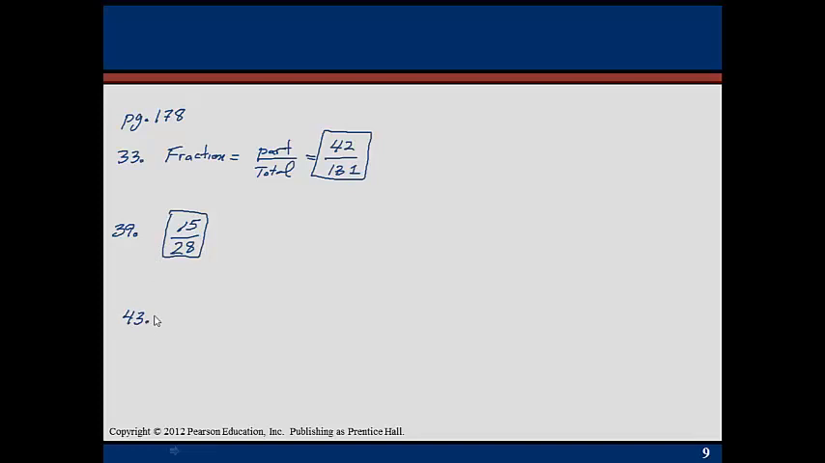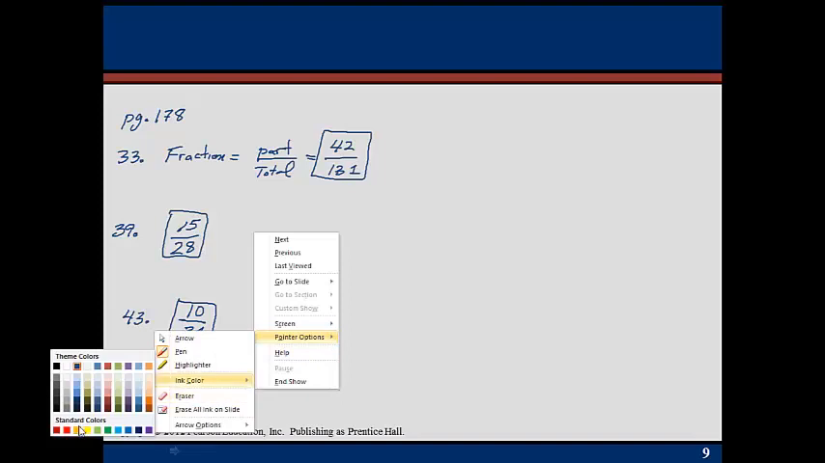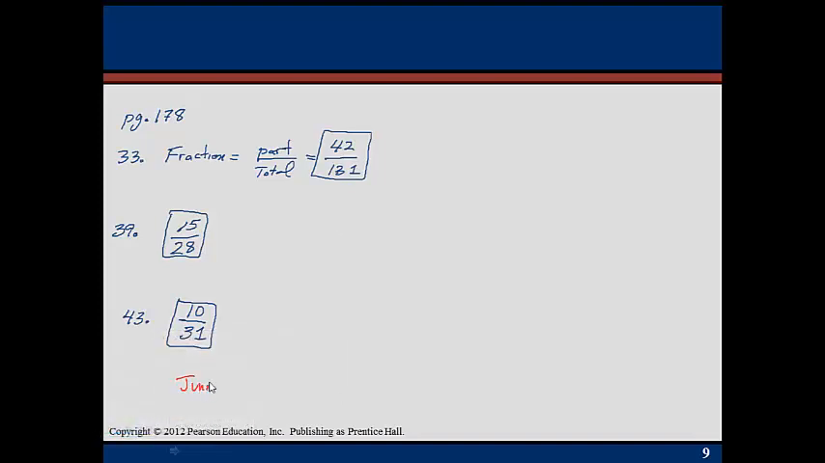It says, in a pre-algebra class containing 31 students, there are 18 freshmen, 10 sophomores, and 3 juniors. What fraction of the class is sophomores? So we know the total is 31. And we know the part would be the sophomores, and there's 10 sophomores, so the answer would be 10 over 31. If they wanted to know what fraction of the class is juniors, the total would still be 31, but now the part would only be 3. So we have 3 over 31.